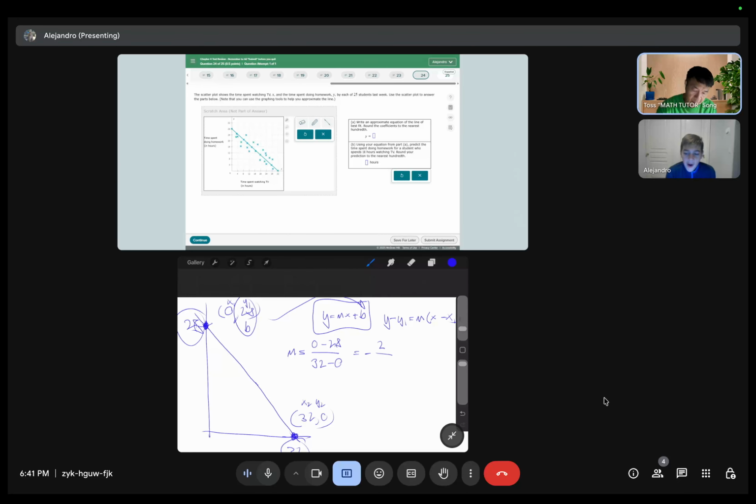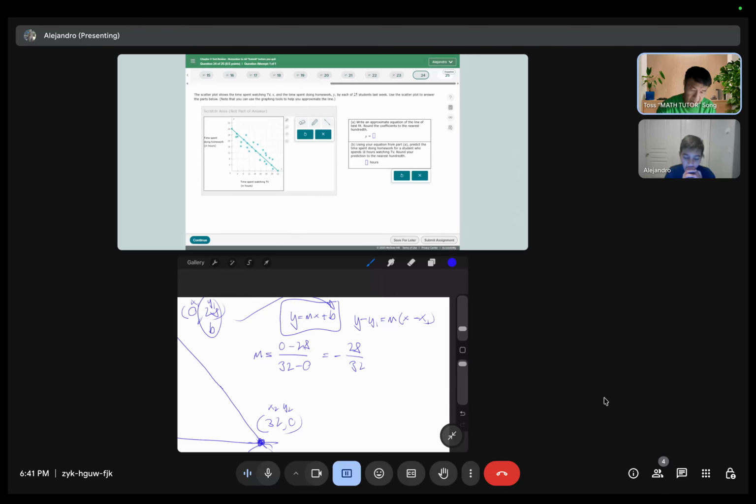Well, I'll put a negative in the middle right away over 32. But you're going to want to reduce this. What's the biggest number that can go into both? Anyway, I'm just going to do half and half then. So it'll be negative 14 over 16. Half of 30 is 15. Half of 2 is 1. So it's 16.